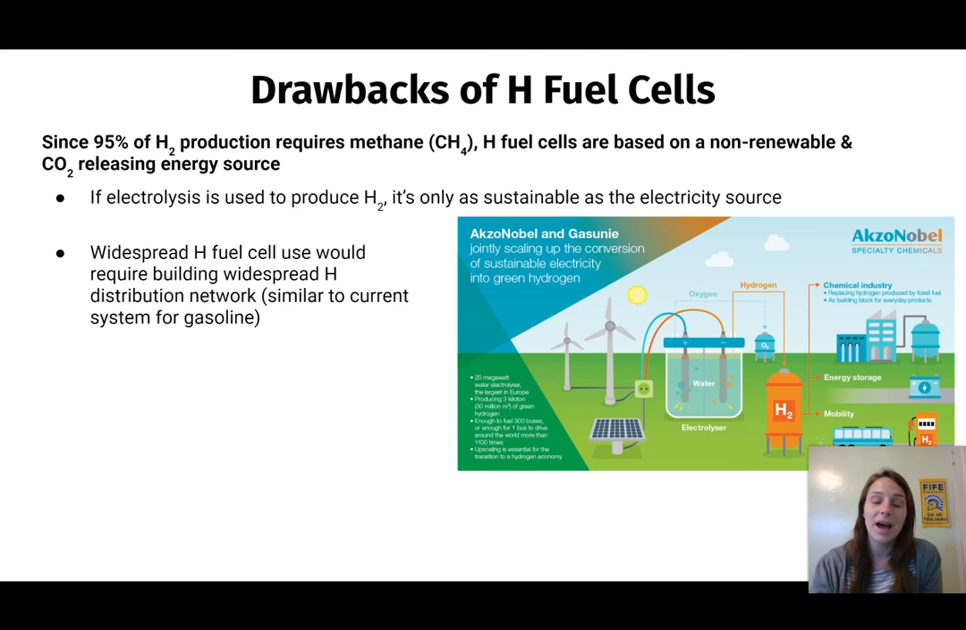Now, one of the other drawbacks is that, let's say we start using this, we start having more cars that can have these hydrogen fuel cells. Right now, we have a pretty big network for using gasoline. We have so many gas stations. We're going to have entire systems set up for that. So if this were to become our new widespread form of fuel, then we're going to have to create a widespread fuel cell distribution network, similar to what we have with gas stations. So that's going to be quite an investment to get that up and running. And at this point, car manufacturers don't feel like it's worth it.